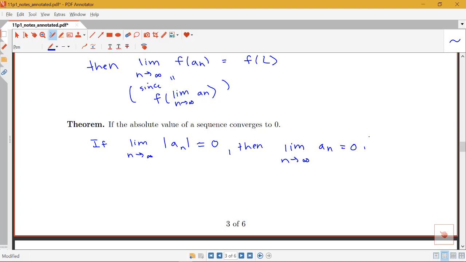Okay, this is specific to 0. This wouldn't be true if the limit of the absolute value was 1 or something. This is specifically saying if the limit as n goes to infinity of the absolute value of the terms is 0, then we know the limit of the original terms as n goes to infinity will also be 0. Okay, so we're going to look at several examples where we can make use of these different results.